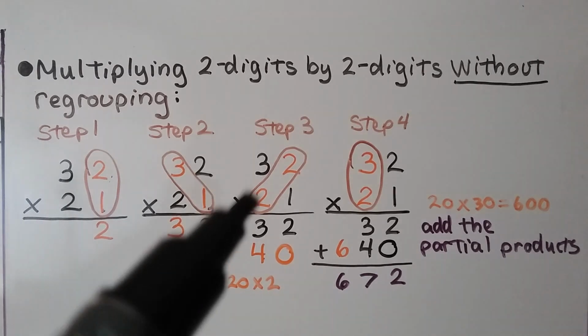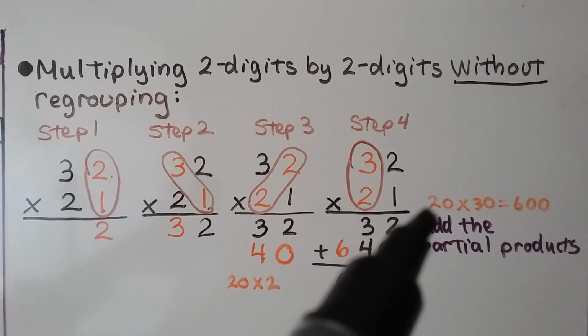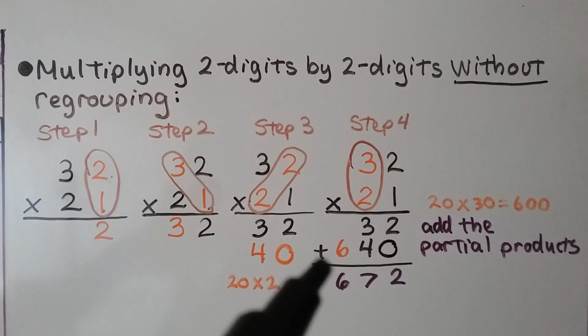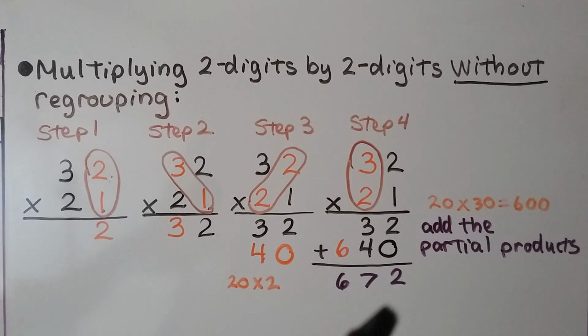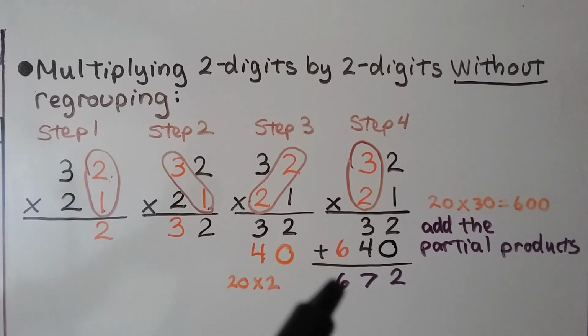Now, we need to multiply the 2 to the 3. We have 2 tens times 3 tens. That's 20 times 30, isn't it? And that would be a 600. So we can put it here in the hundreds place. We add the partial products. 2 plus 0 is 2. 3 plus 4 is 7. We drop down the 6.